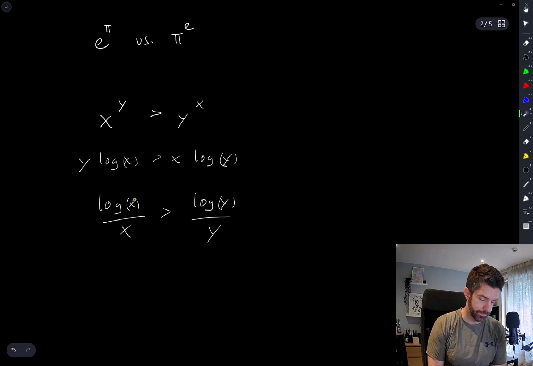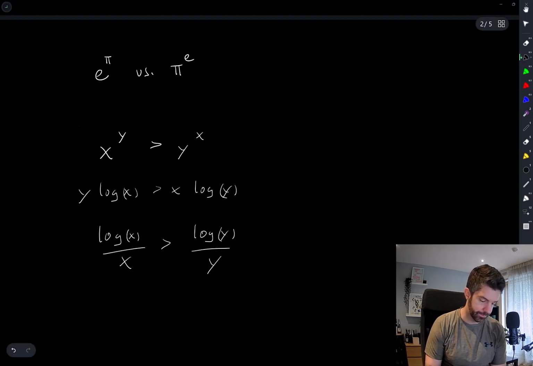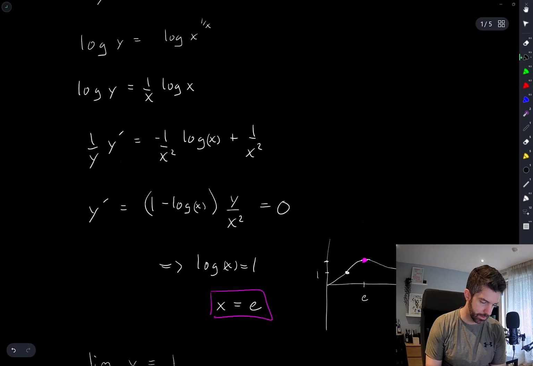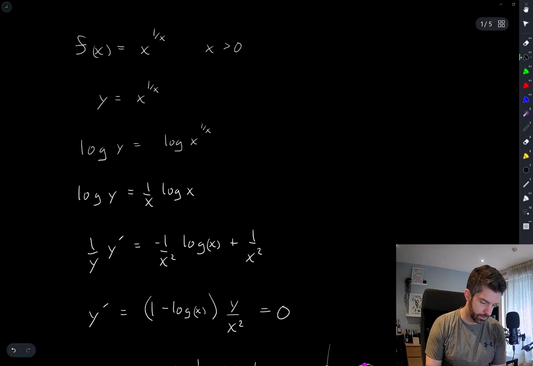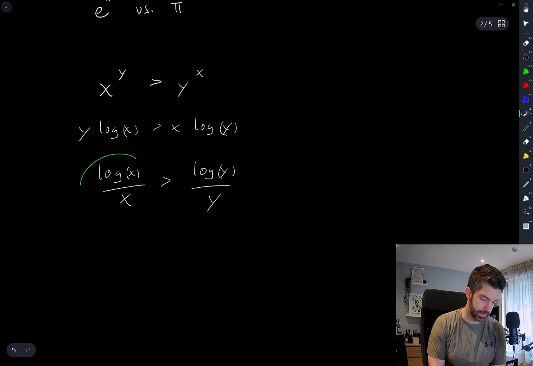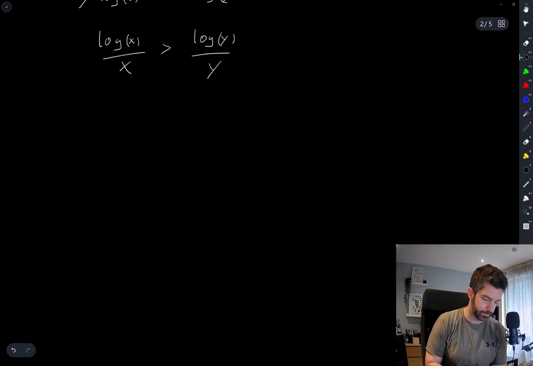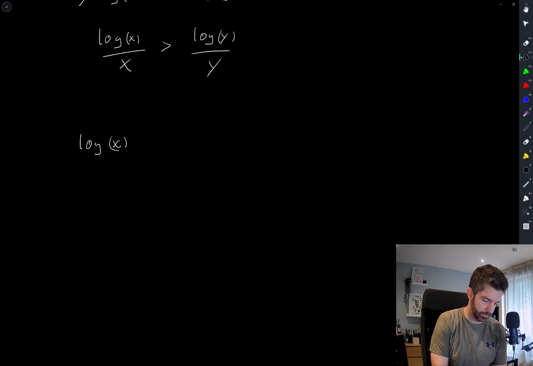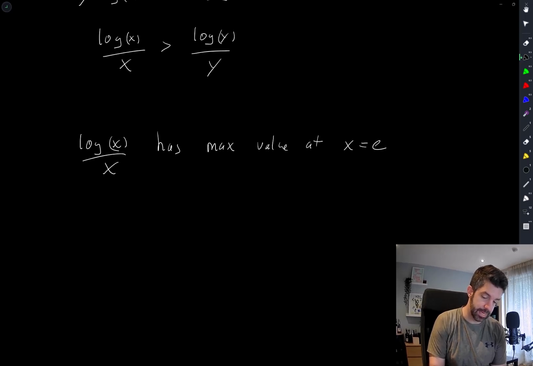So log x over x is greater than log y over y, if and only if this is true. And this function, is that the function that we maximized? Yes, right? Log x over x. Log x over x has max value at x is equal to e.